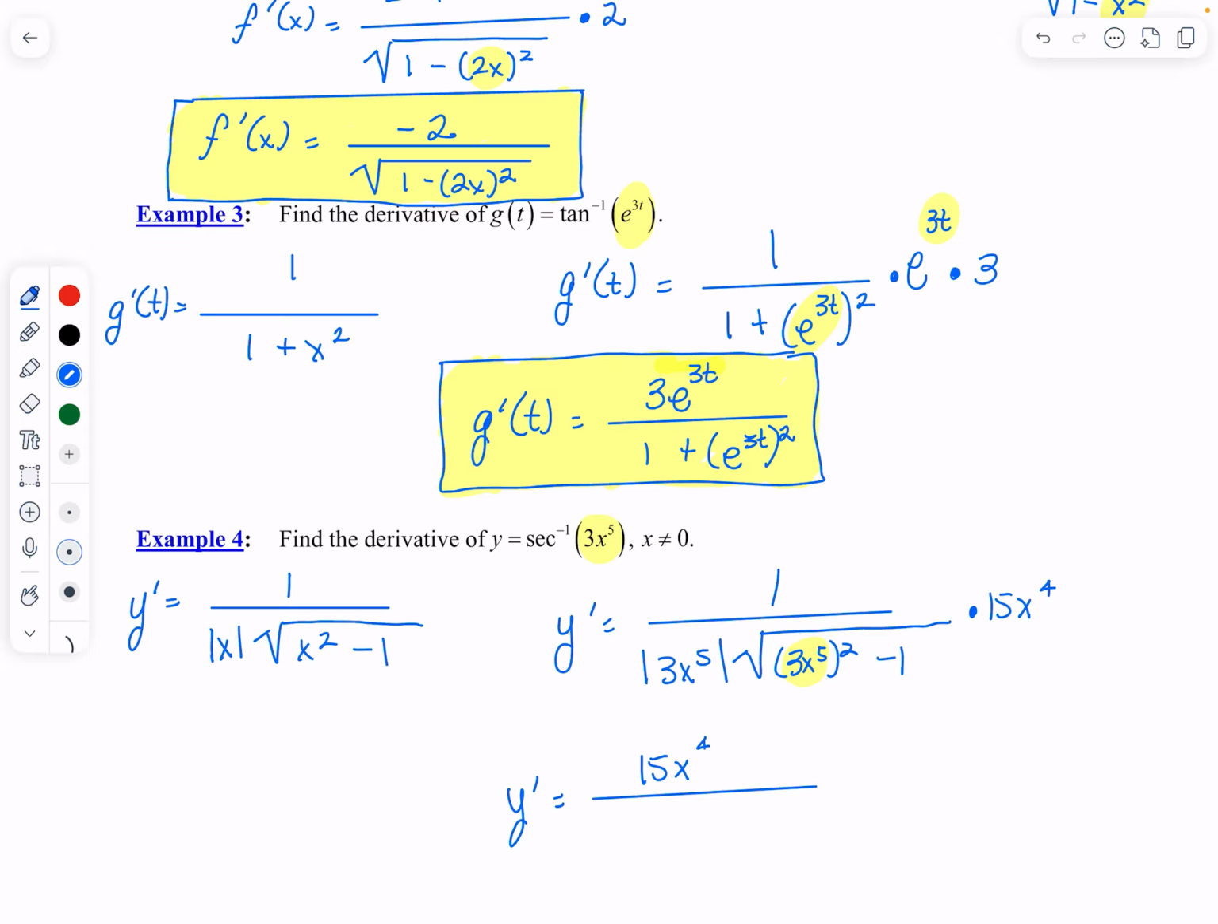15x to the 4th over the absolute value of 3x to the 5th times the square root of 3x to the 5th squared minus 1. And that is my derivative.